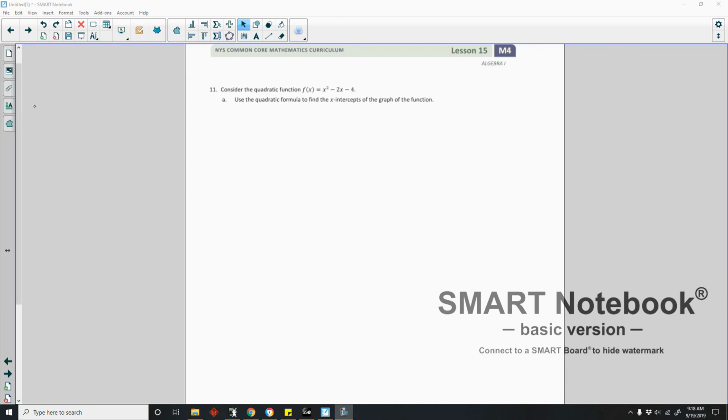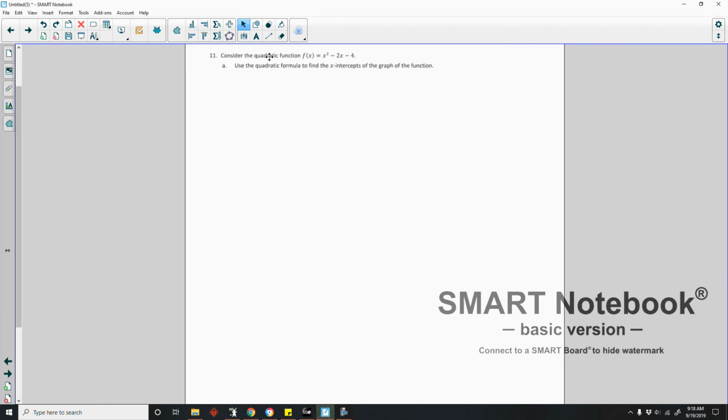Okay, here's page 4. Consider the quadratic function f of x equals x squared minus 2x minus 4. A. Use the quadratic formula to find the x-intercepts of the graph of the function. X-intercepts. That's the same as saying find the solutions or solve. Okay, x-intercepts are solutions, so all we're doing is saying x equals negative b plus or minus the square root of b squared minus 4ac all over 2a.